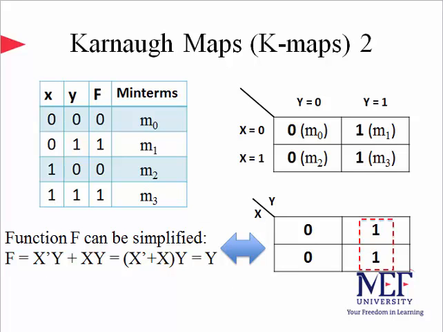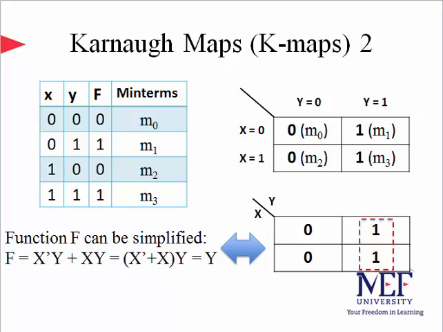Now it is time to show how we use Karnaugh maps to simplify the function, for example, f equals x prime y plus xy. This simple function can be reduced down to y using the classical Boolean axioms. The Karnaugh map illustration, on the other hand, is quite informative.